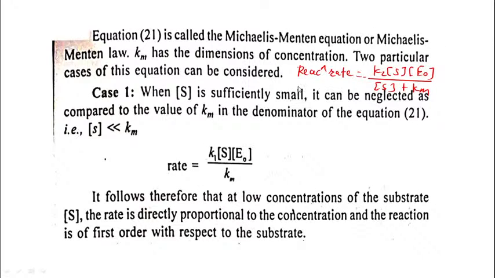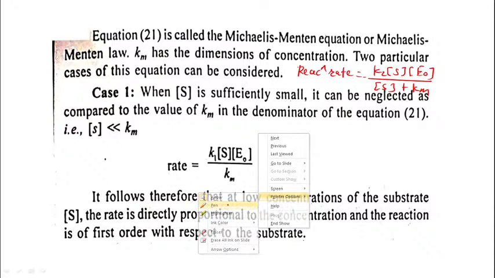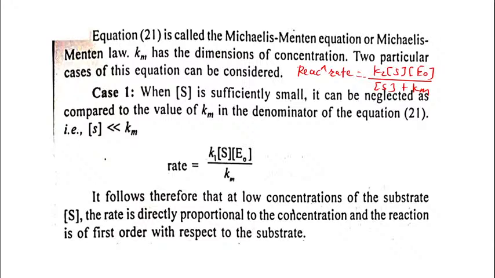See now, when the concentration of the substrate is very small, first condition, it is neglected from this equation. As compared to Km, this constant, S becomes very small in the denominator of this equation 9. So the concentration of the substrate can be neglected here in equation 9.